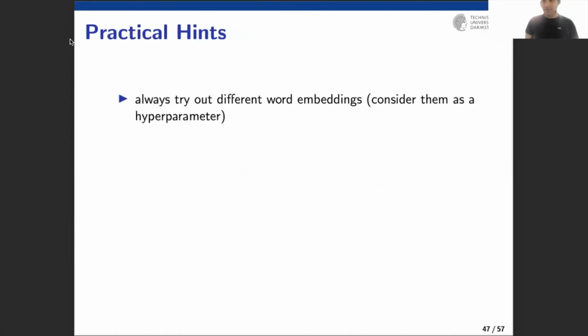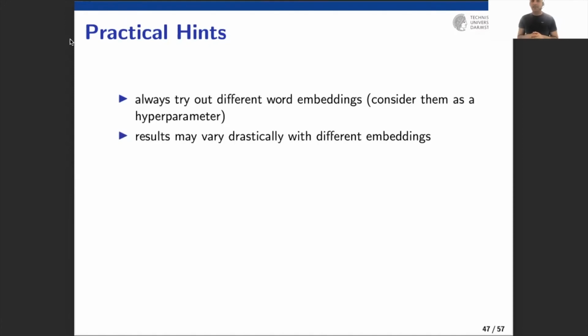Okay, but since we are talking about pre-trained embeddings, it's good to talk about some practical hints. Because there are different types of pre-trained embeddings, which one is better to use? Always try out different word embeddings. We don't know which one works best. Sometimes the performance can vary drastically with different embeddings. Look at the type of word embedding as a hyperparameter, where you want to figure out which one works best for your setup.